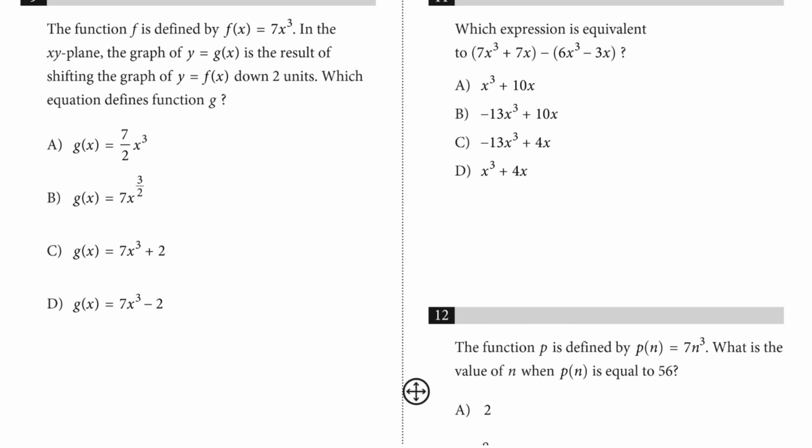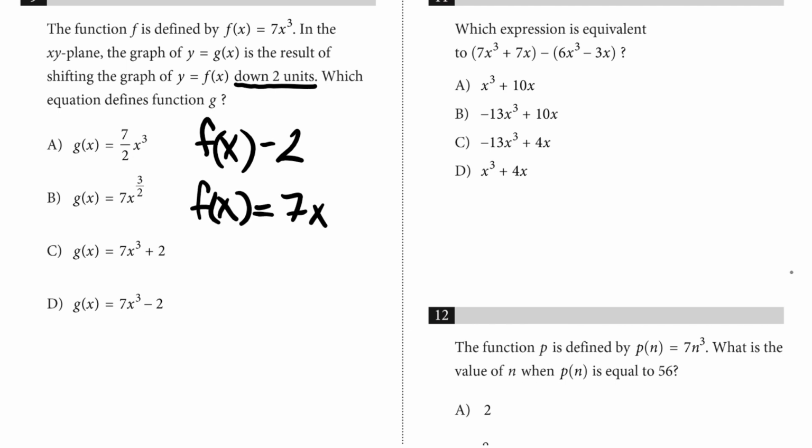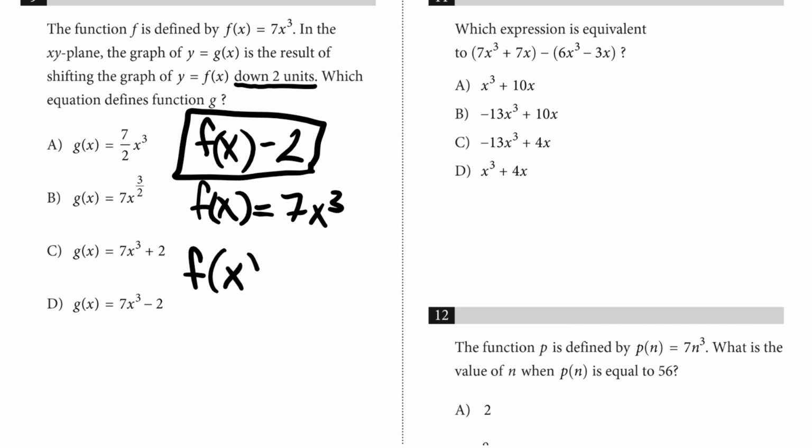If we're bringing an equation down 2 units, that means that we're going to have to subtract 2 from whatever our function is. Right now, we have f of x equals 7x cubed. So if we were to apply this transformation of down 2, our new equation would be 7x to the third minus 2. All we have to do is subtract 2 at the end.